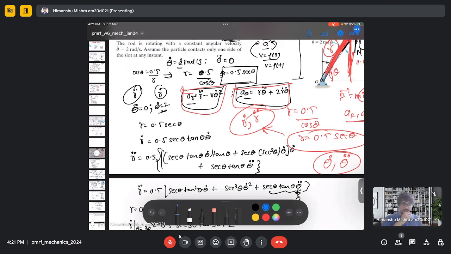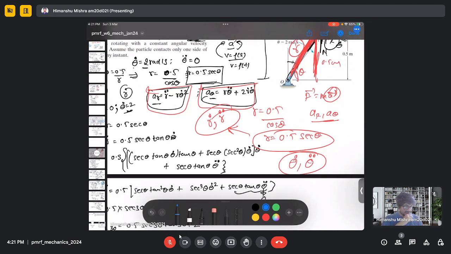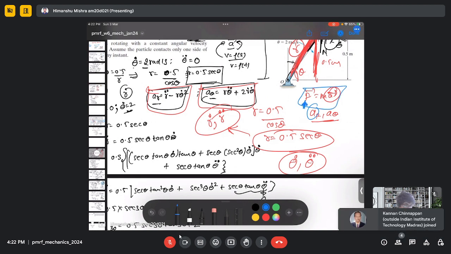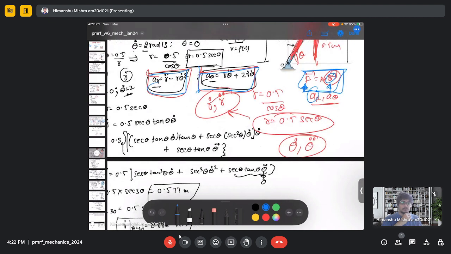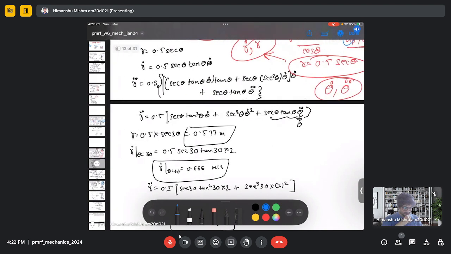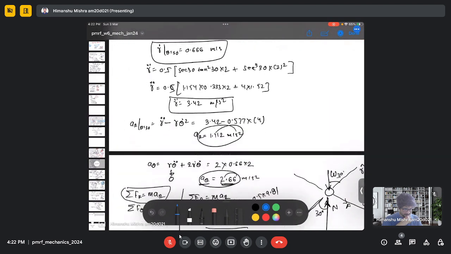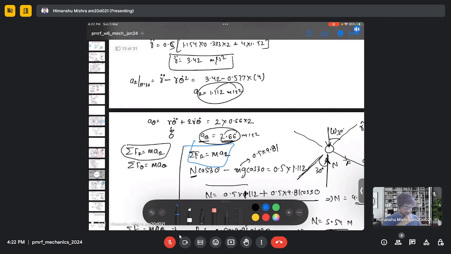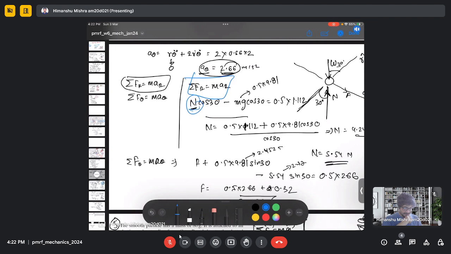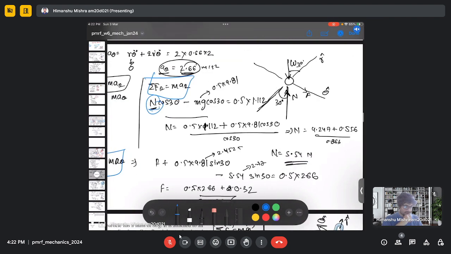Now once you get this acceleration, you can use Newton's second law, where you connect dynamic quantities like force with kinematic quantities like acceleration. So once you have the acceleration, you do the force balance analysis in both directions. When we did the radial direction, we found the normal reaction force, and when we did the theta direction, we found the force in the theta direction, which is this. Here this is my theta direction and this is my radial direction.